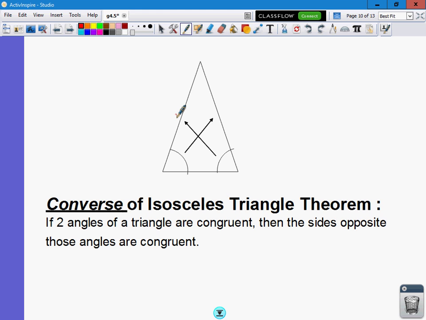Remember that when you're talking about a converse, you're stating things in the exact opposite order. Before we said if it's an isosceles triangle, which meant two sides were congruent, then the base angles would be congruent, the sides opposite. Here it says if two angles of the triangle are congruent, then the sides opposite those angles are congruent. So here what they're telling me is if angle A is congruent to angle B, and that's what they've marked in the picture, then what do I know has to be true?